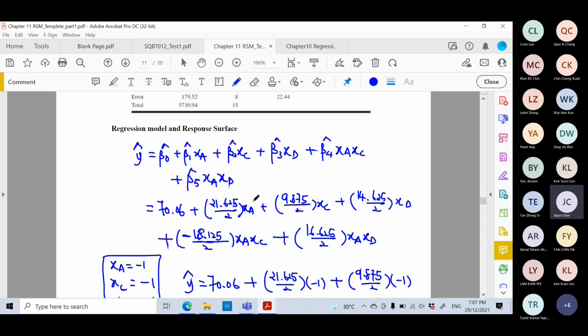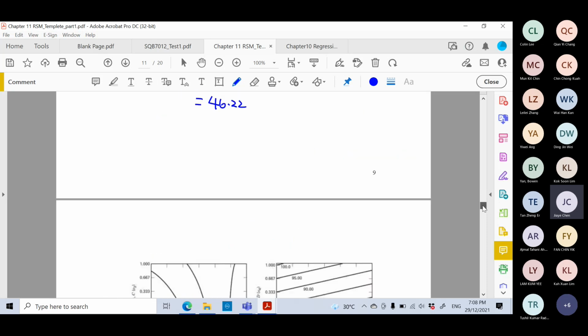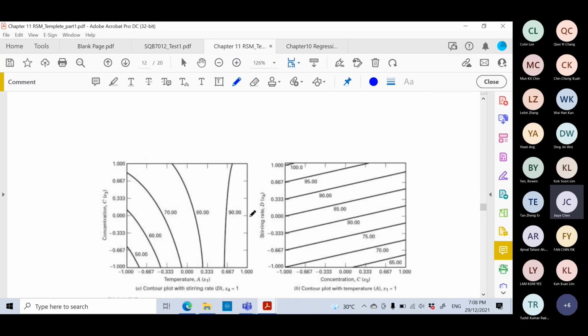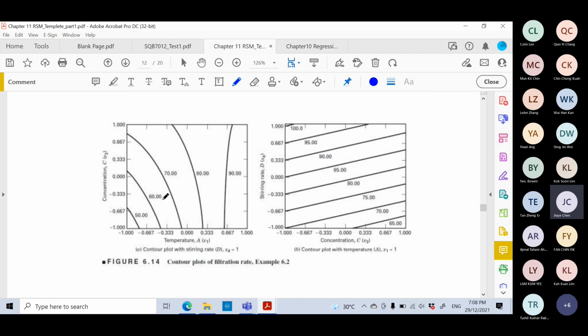This is what you have for the response surface. The response surface involves XA, XB, XC, and XD, together with their interactions. So we expect our contour plot is no longer a straight line; it has a certain curvature pattern. This is the first plot here. When you want to draw the contour plot, you can only have two axes.